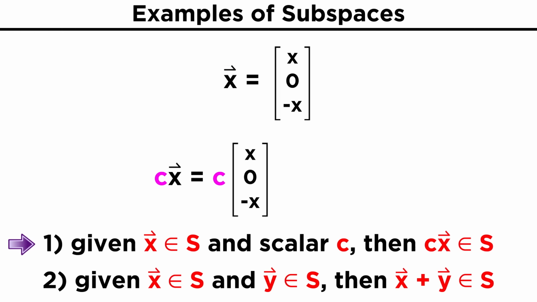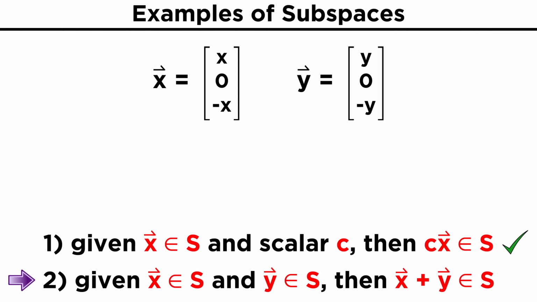First, let's multiply a vector x by a scalar c. Distributing the scalar c, we end up with a vector cx, 0, negative cx. Notice that this still has the same form that we want for our set, with some value on the first row, 0 for the middle row, and the negative version of the first value in the third row. This vector is therefore still in our set S.